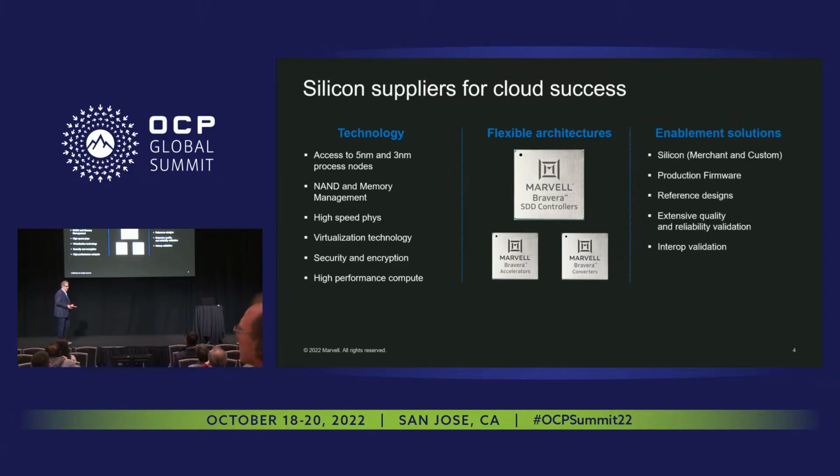Let's talk about enablement. So what we need for these different types of solutions are silicon that can range from either merchant all the way to custom. We can have firmware that ranges from a reference design to production. And then likewise, we need to have validation that supports different levels from quality, reliability, as well as interoperability itself.